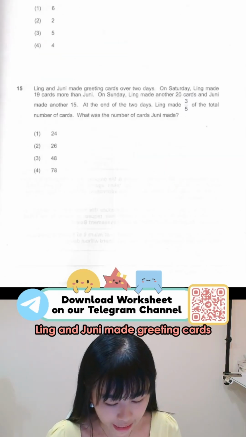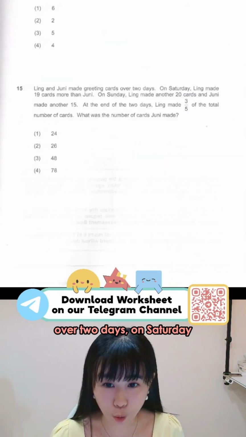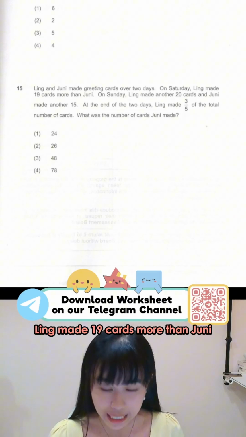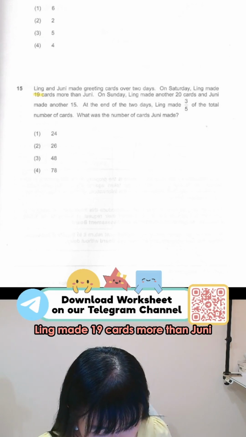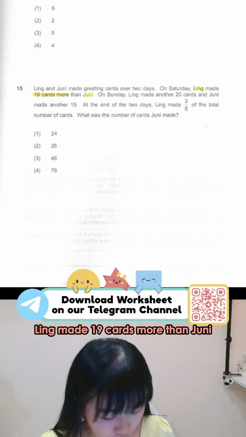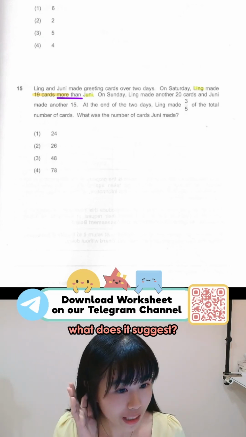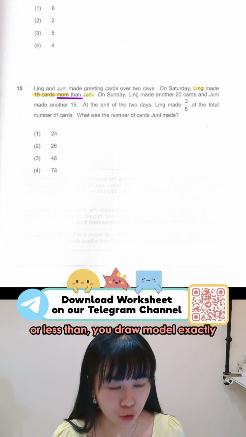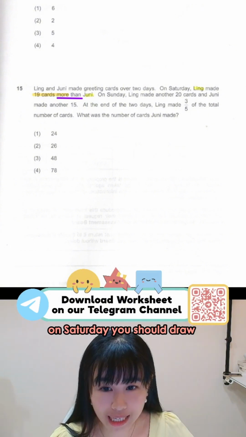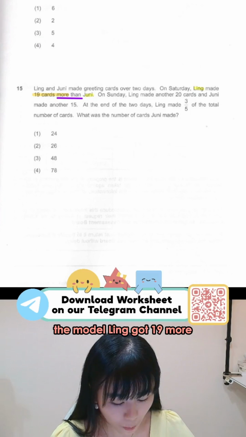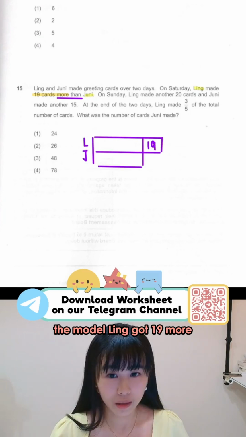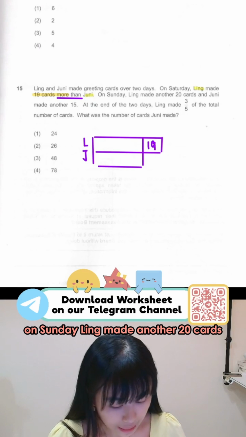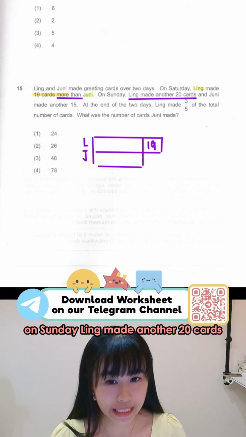Here we have Ling and Junie made greeting cards over 2 days. On Saturday, Ling made 19 cards more than Junie. The keyword more than, what does it suggest? Model, yes. Every time you see more than or less than, you draw model. Exactly. On Saturday, you should draw the model. Ling got 19 more.